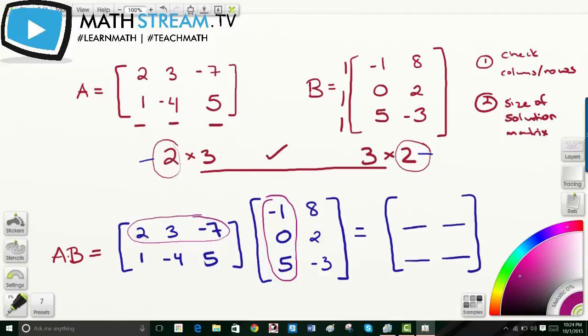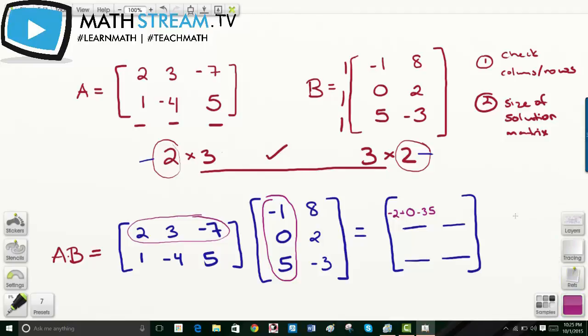So it's 2 times -1 is -2. And then I add it to the second pair. 3 times 0, that's 0. And then the last pair is -7 times 5 is -35. All right, if I take those numbers, -2, 0, and -35, and I combine them together, that just is -37. So this first position is actually -37.